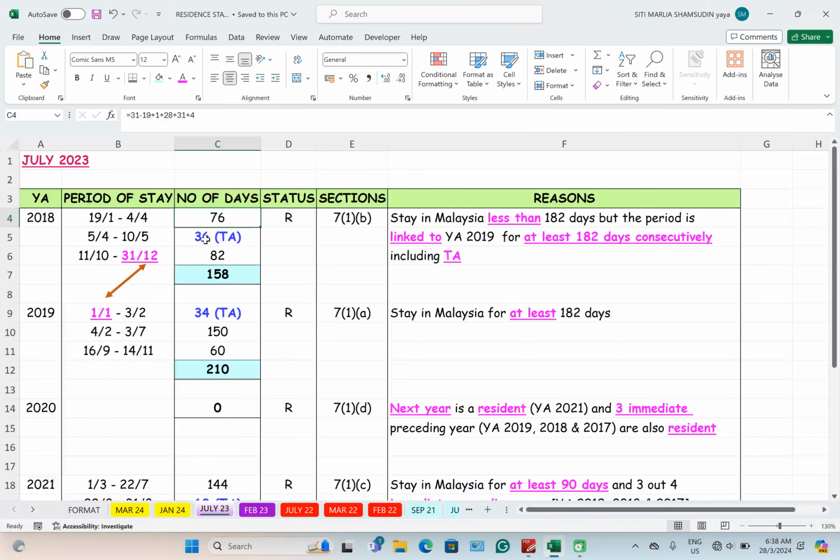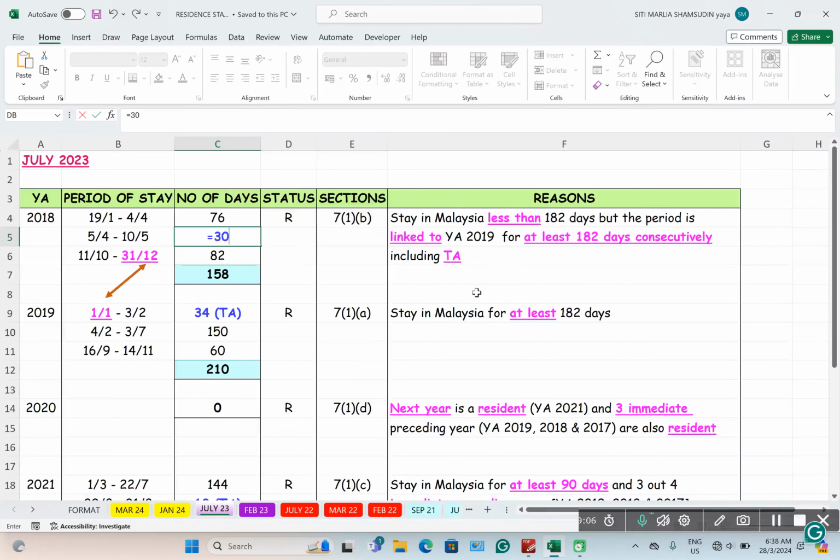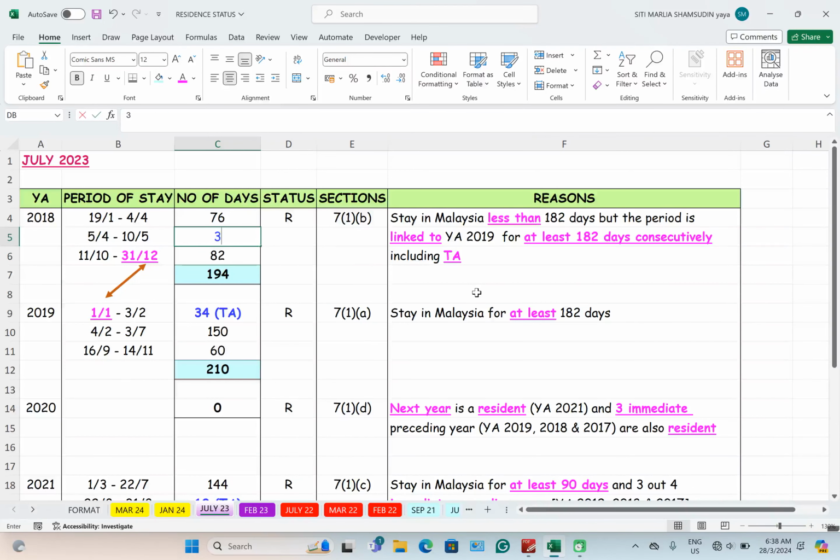Okay, how about our TA here? Okay, TA, start from 5th April, isn't it? Okay, April 30 minus 5 plus 1, and then plus May 10. So you guys should get 36 days. Okay, don't forget to put in bracket TA 36 days. Okay, last but not least, the third row, 11 October to 31st December. Okay, so 31, minus 11 plus 1, plus November, plus December. So you should get 82 days.